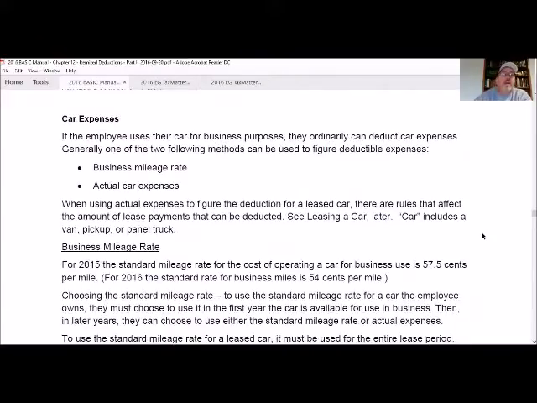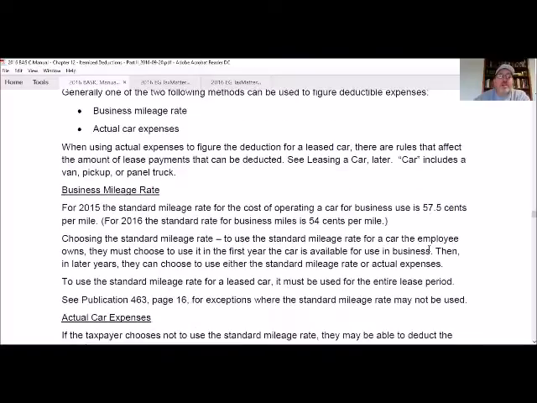All right? Car expenses. Some people feel that it's more beneficial to deduct actual miles. We'll talk about this more when we get to Schedule C and self-employment. However, 90% of the time, it is much more beneficial to deduct the standard rate, okay, 57.5 cents in 2015. If somebody wants to do actual expenses, that means every gallon of gas, every oil change, registration, all the different things that would be actual expenses on the car.